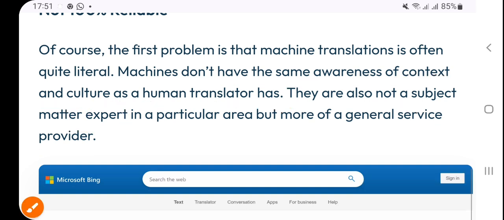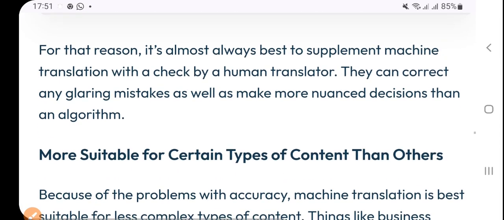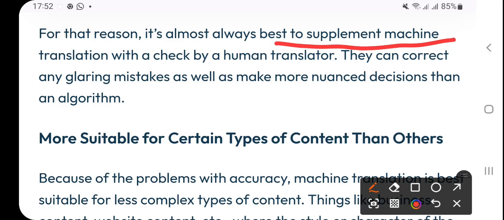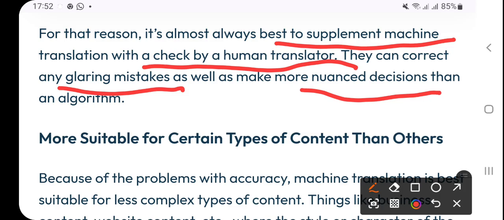So this is a problem. For that reason it's almost always best to supplement machine translation with a check by a human translator. It will be done by machine, but it will be checked by a human translator. They can correct any glaring mistakes, right? As well as make more nuanced decisions than an algorithm. That's a decision taken by a human being, rather than the algorithm which is set in the machine, right?